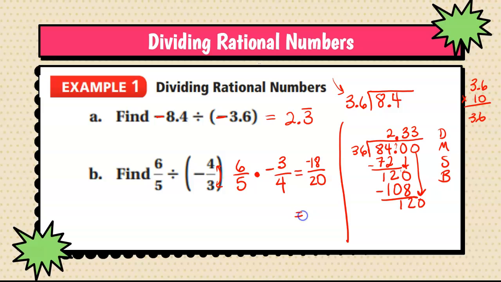I will ask you, super friends, to make sure that you're always writing your fractions in simplest terms. So I know that I can divide both 18 and 20 by 2. If I divide 18 by 2, it's going to give me 9, and 20 divided by 2 is 10. So my answer here is negative 9/10 because my signs were different.